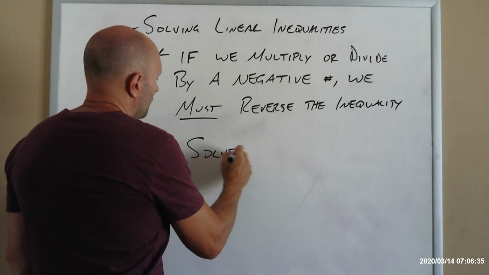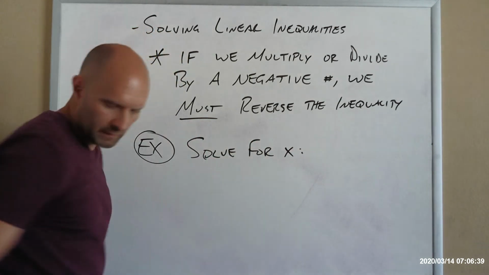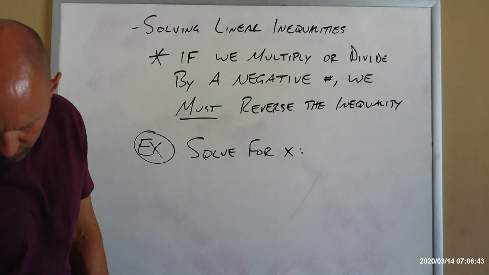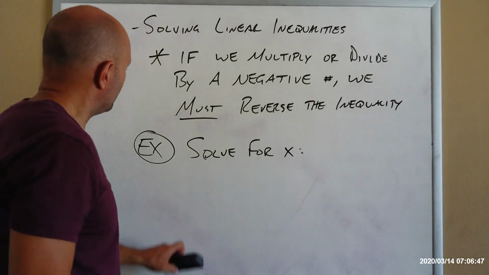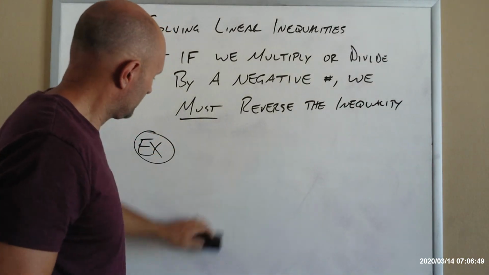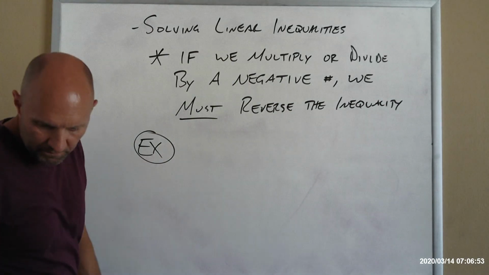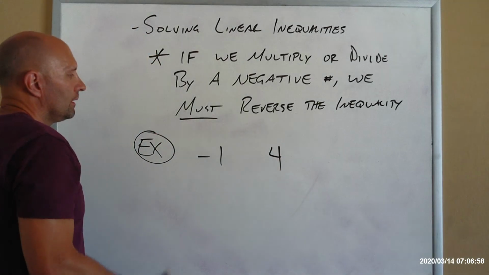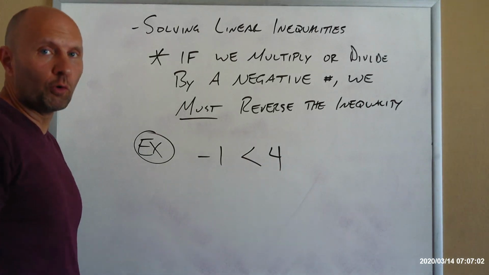Let's say I want to solve for x, and I have... I guess I don't have that yet. So the example I wanted to give here, sorry, we're not solving for x. Let's say I have negative 1 and 4. So the inequality would be what? Negative 1 is less than 4.